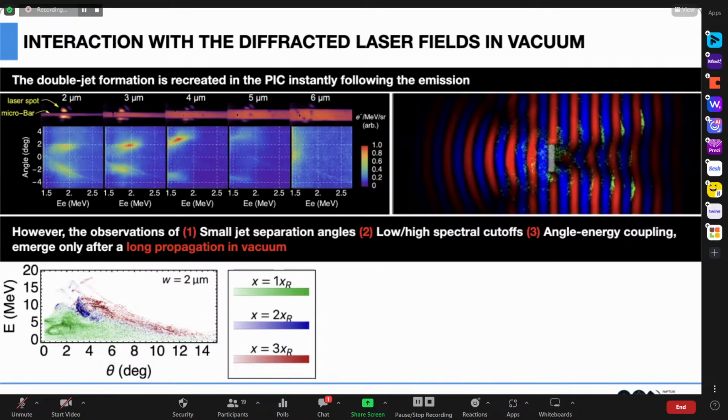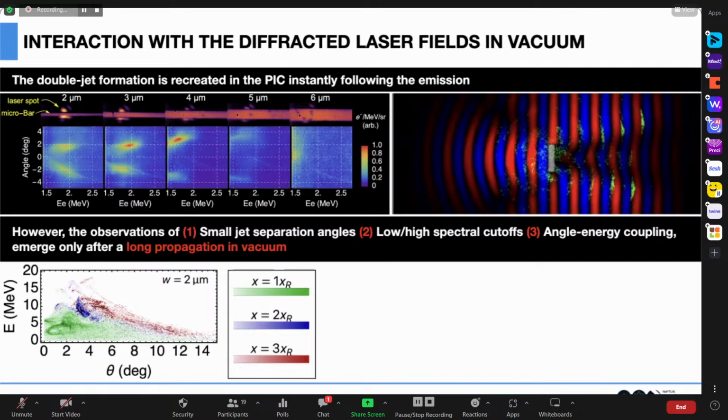And the question is, what happens between the emission and the time that the electrons reach the spectrometer? We need to find some explanation for these 3 observations: the separation, this small separation angle, the fact that the spectrum is cut from the top and from the bottom. And also, if we look carefully, there is some positive correlation between the angle and the energy of the electrons.